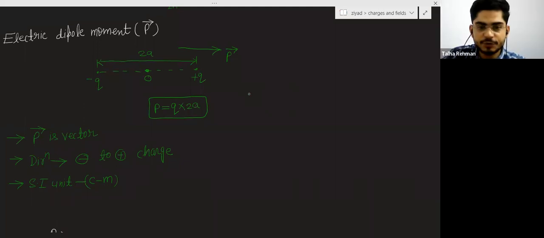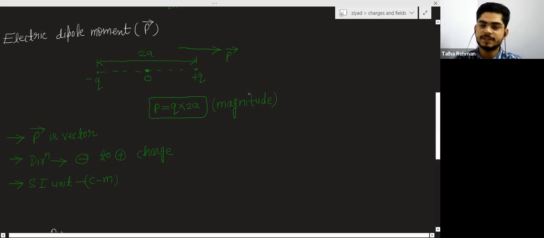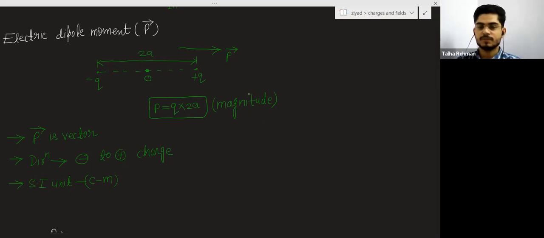This is the magnitude of dipole moment. If you have a vector, first you can calculate the magnitude and then the direction, or first calculate the direction and after that the magnitude. Because for defining a vector, we need magnitude as well as direction.